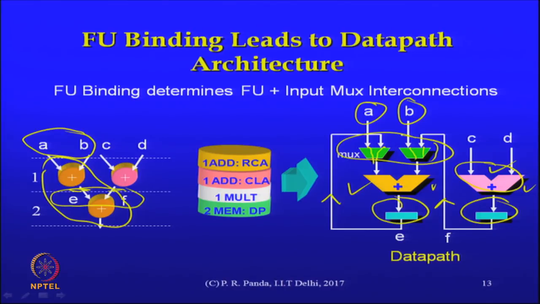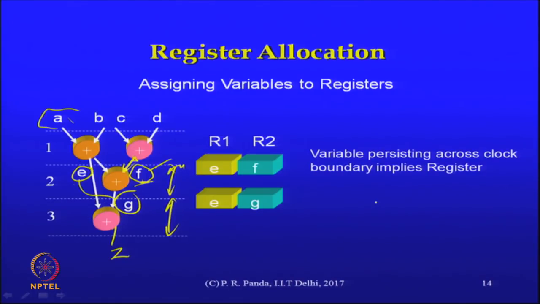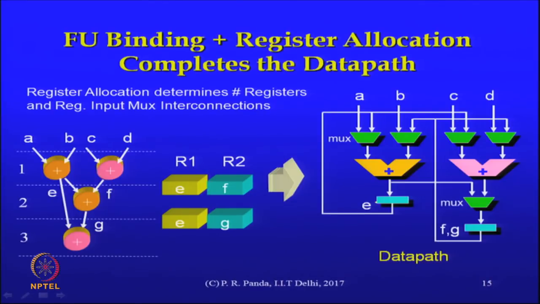But finally, there is a register allocation step that helps us arrive at these decisions. How many registers do I need, and what are the variables that should be stored in each of those registers. These are sort of the three major steps in high level synthesis, but with the FU binding and the register allocation, your data path is complete. Okay. What else remains after this?